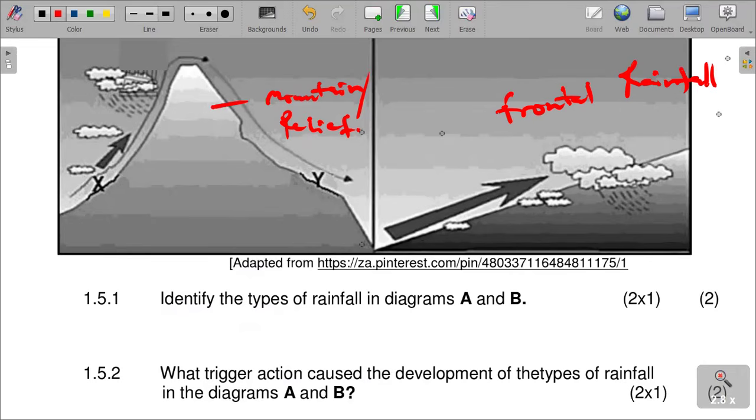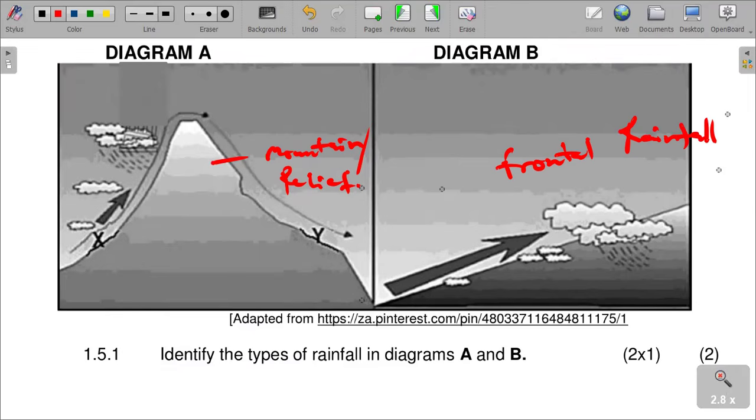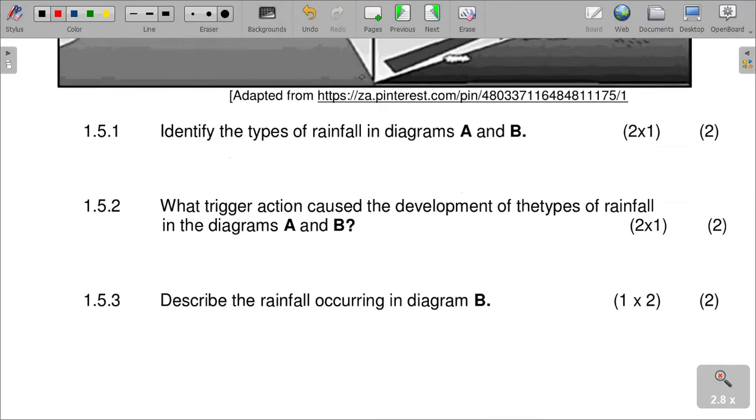So we said that this is A, we can have relief rainfall. I'm sure that the moment you see a mountain, we say that it is associated with relief, or it can also be called orographic rainfall. Relief, if you can remember from our teaching, is also called orographic rainfall. The other one is called what? Frontal rainfall, which we have already given there.